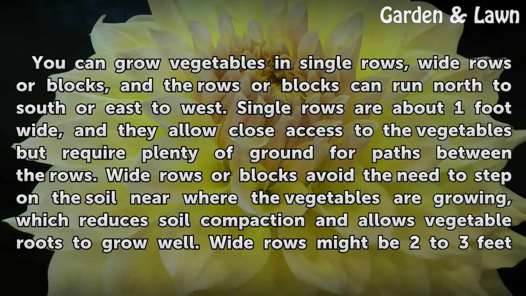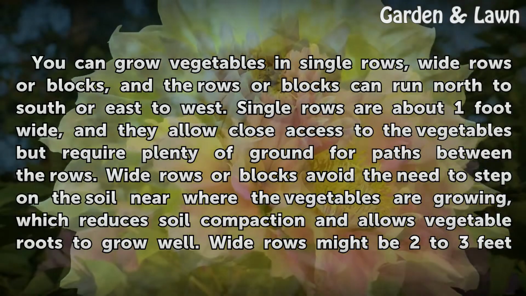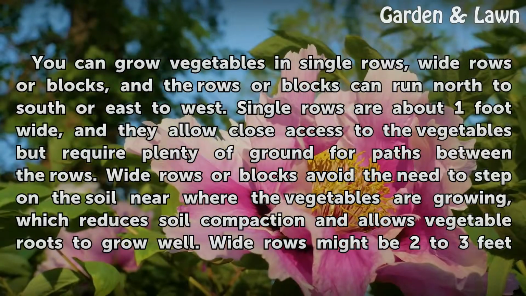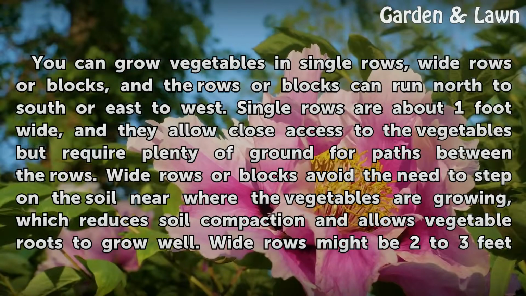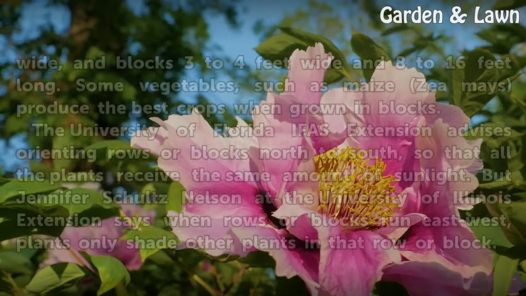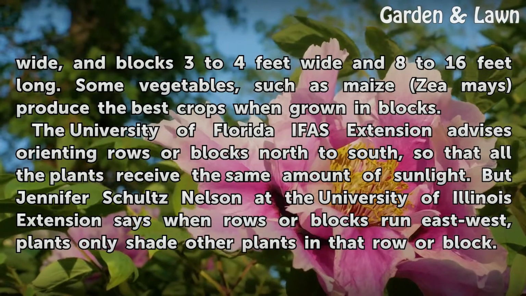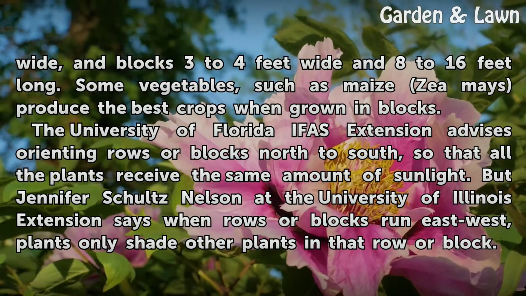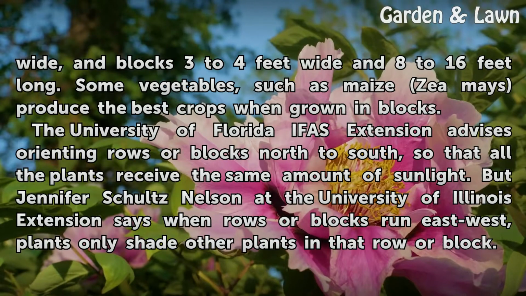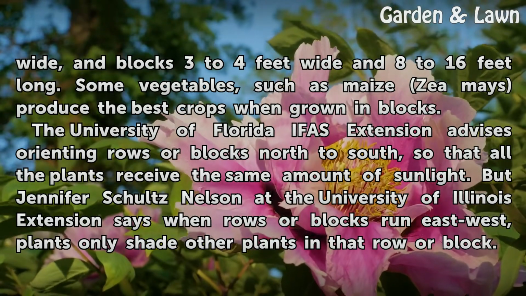Wide rows or blocks avoid the need to step on the soil near where the vegetables are growing, which reduces soil compaction and allows vegetable roots to grow well. Wide rows might be 2 to 3 feet wide, and blocks 3 to 4 feet wide and 8 to 16 feet long. Some vegetables, such as maize, produce the best crops when grown in blocks.